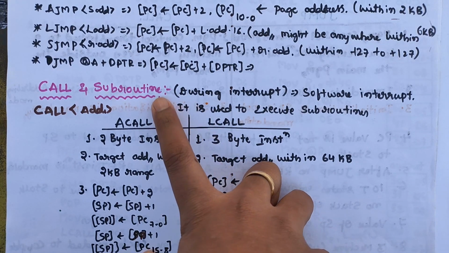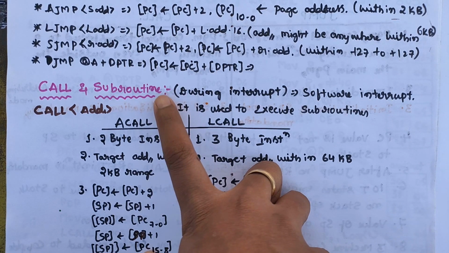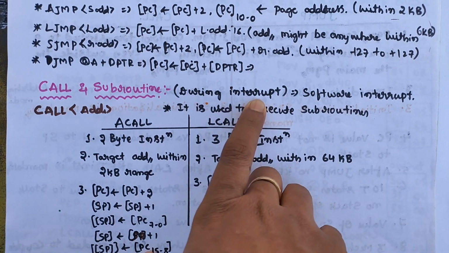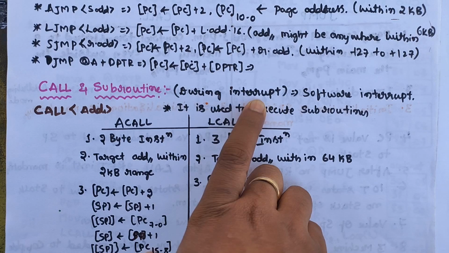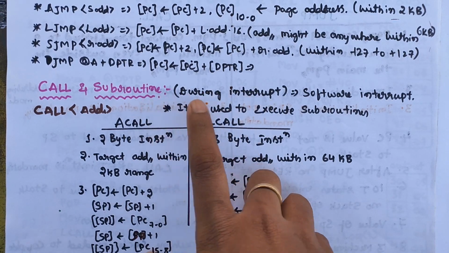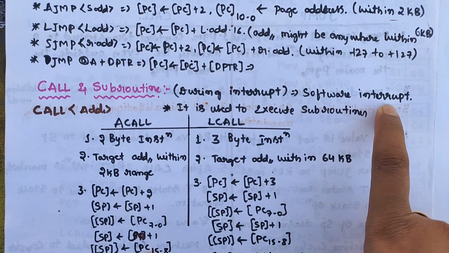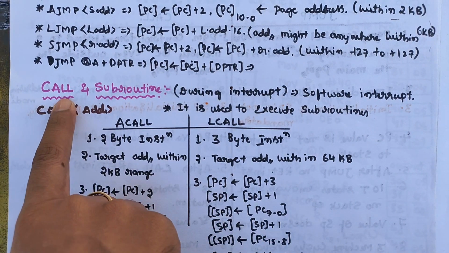So a subroutine is nothing but some small part of the program. This subroutine will be executed during an interrupt process. That means some disturbance will occur to the main program, and that disturbance requires some services, which is called a subroutine. In order to enable the software interrupt, we are using the call instruction.